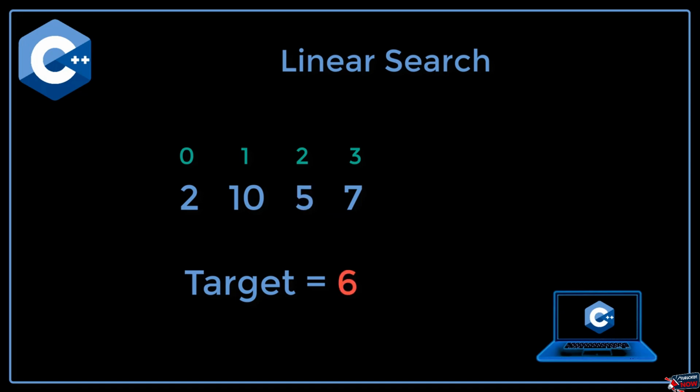Let's say that we were looking for the element 6. Our program would go through each number in the vector and check if it was 6. Since our collection does not contain the number 6, the program would return -1.